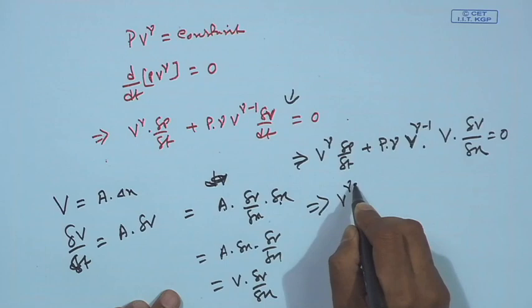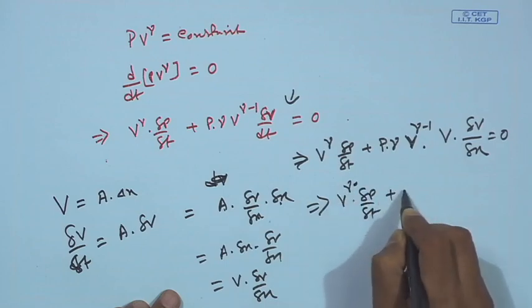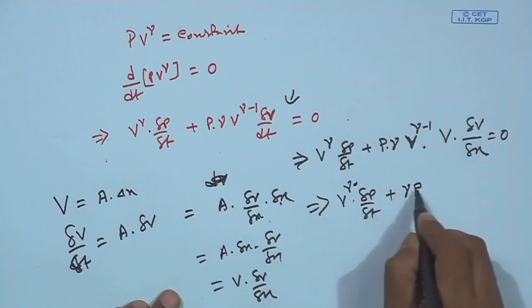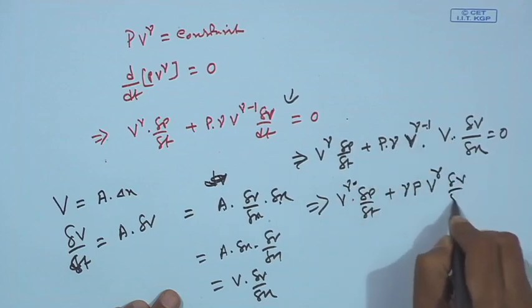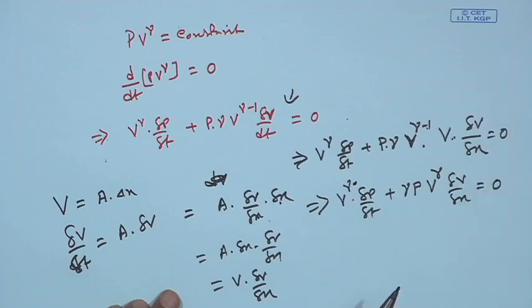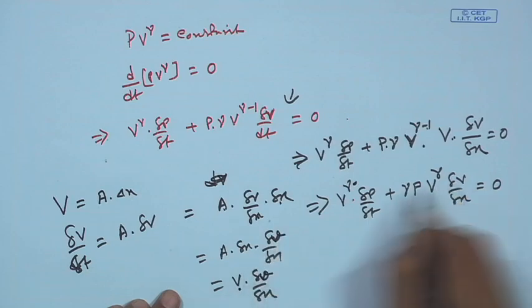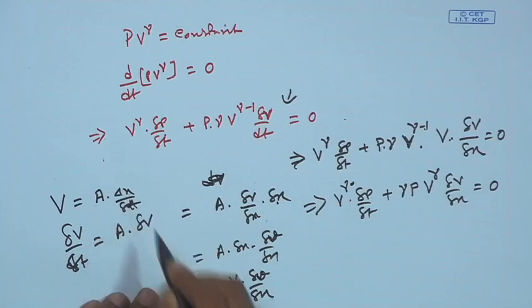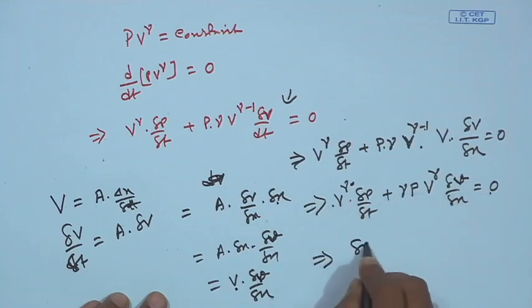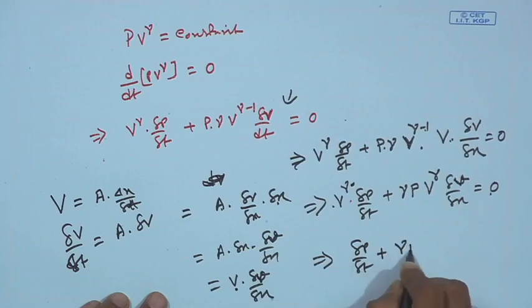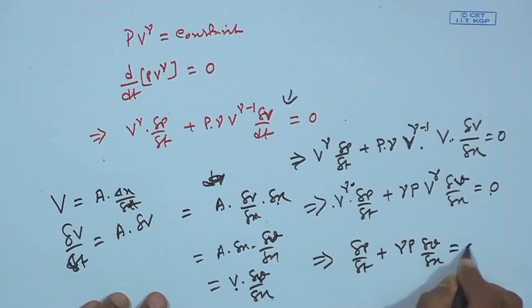So, V to the power gamma into del p by del t plus p gamma into V to the power gamma minus 1 into V to the power gamma del v by del x is equal to 0. Okay. So, this v is the velocity and this capital V is the volume, because here I have said del x by del t is nothing but the particle velocity. So, this v is the particle velocity. Okay. So, I can say V to the power gamma is cancelled. So, I can say del p by del t plus p gamma del v by del x is equal to 0.